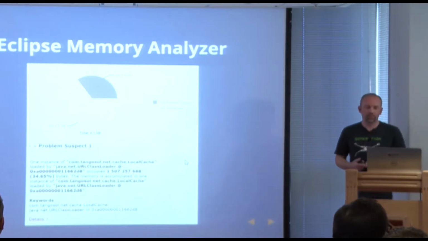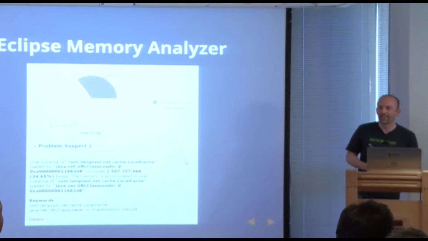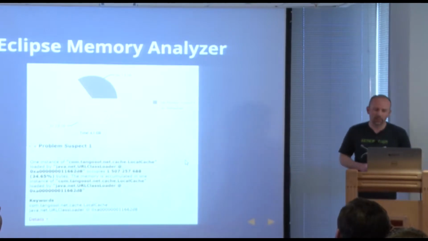What we saw was that we had a local cache that was 1.5 gigs in size. Because we had a cache that was 100 entries in size, so why was it taking up 1.5 gigs?